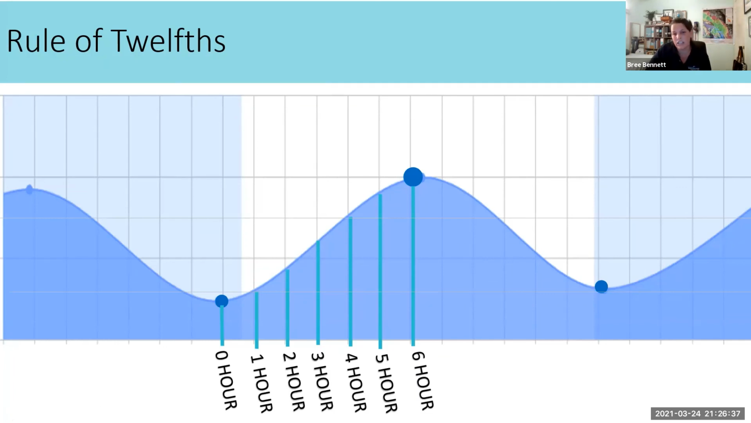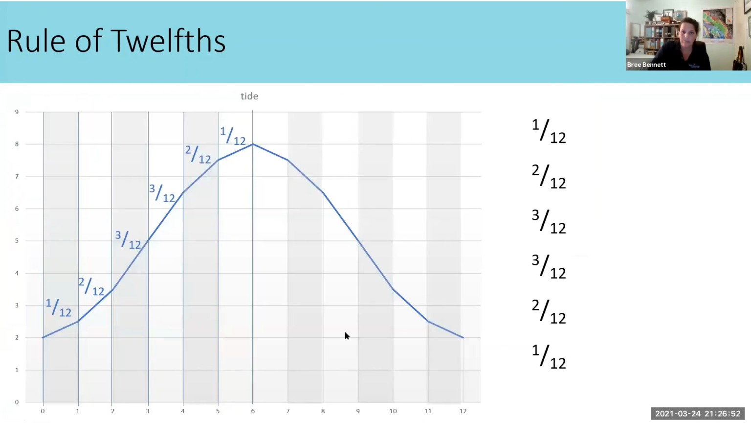And that's what we're going to take into account here. So we divide the whole rise or fall, either one, into hours, because on average it's about 6 hours. Then we're going to divide the rise in height into 12ths. So this axis of the graph here is the 12ths part.